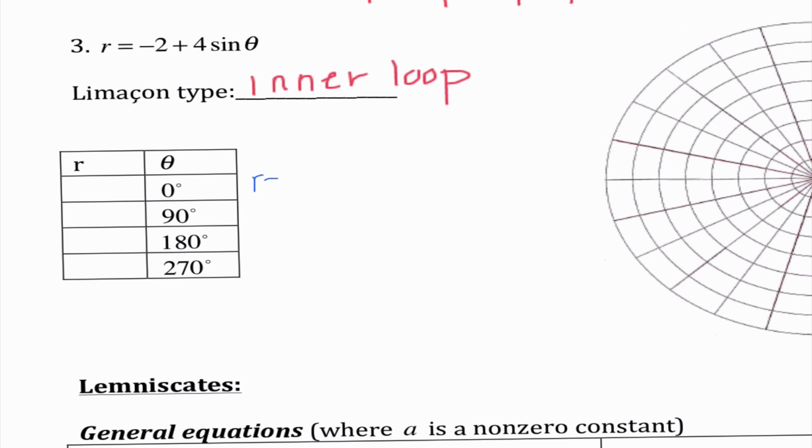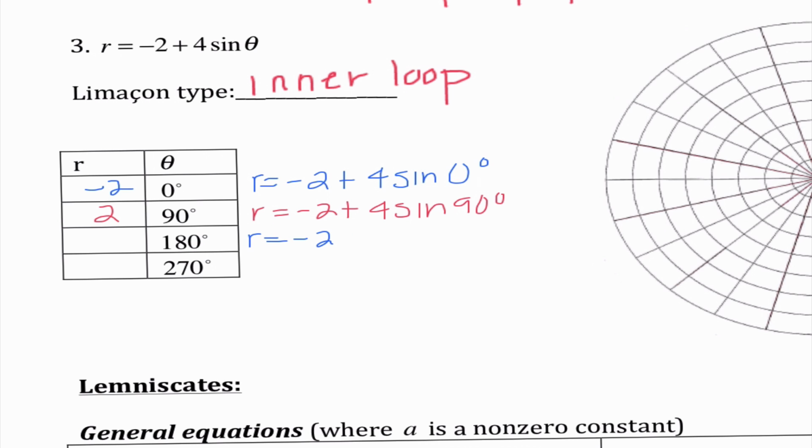So I'm going to start with r equals negative 2 plus 4 times sine of 0. Sine of 0 is 0, so I get negative 2. r equals negative 2 plus 4 sine of 90 degrees. I know sine of 90 is 1. Negative 2 plus 4 is 2. r equals negative 2 plus 4 times the sine of 180. Sine of 180 is 0, so I get negative 2. And then lastly, r equals negative 2 plus 4 times the sine of 270. I know that the sine of 270 is negative 1, so I get negative 2 plus negative 4, which is negative 6.